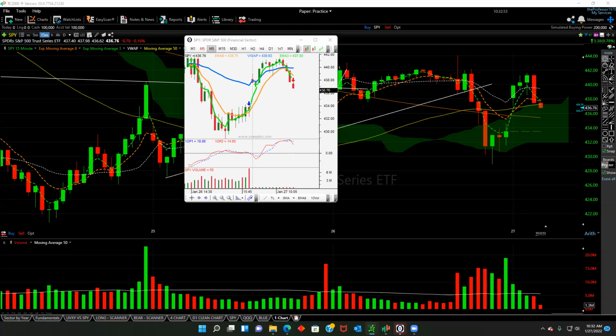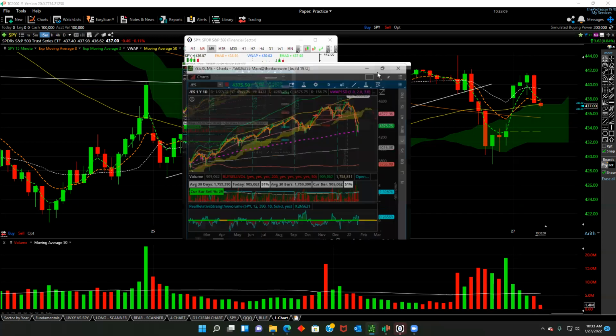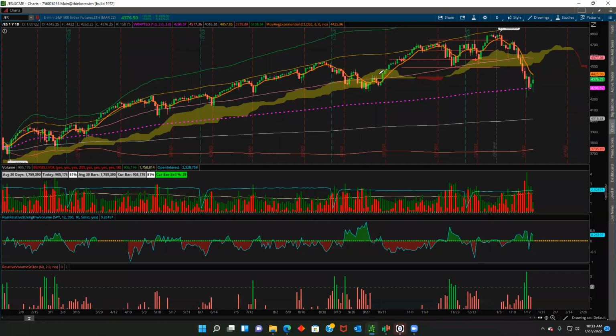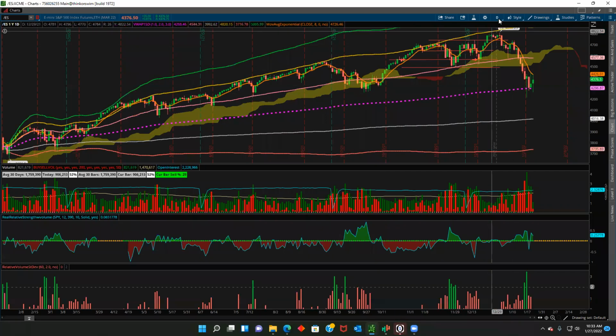Let's see here. Oh, there we go. So I'm short at 4373.25. So I am going to look at another chart that I have here, which I'll bring up. This is my ES account on Ameritrade. I want to look at what the cloud looks like over here.